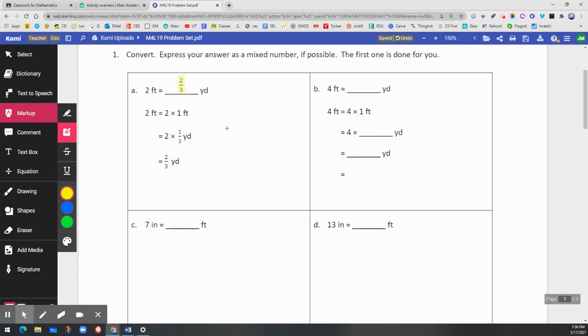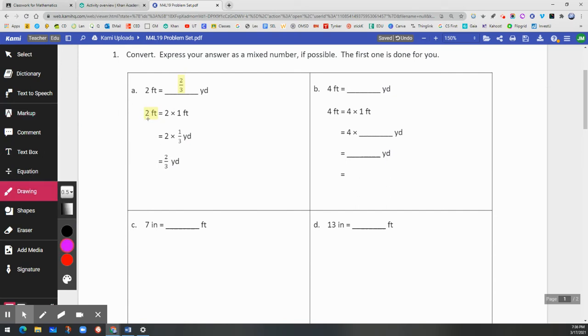The way they start this is: how many feet? 2 feet equal how many yards? What they do right here, they give us the measurement, and so that's 2 feet. What happens next? We write the 2, and then the feet becomes 1 right here. Why does that happen? Because this 1 foot is going to be converted into a yard.